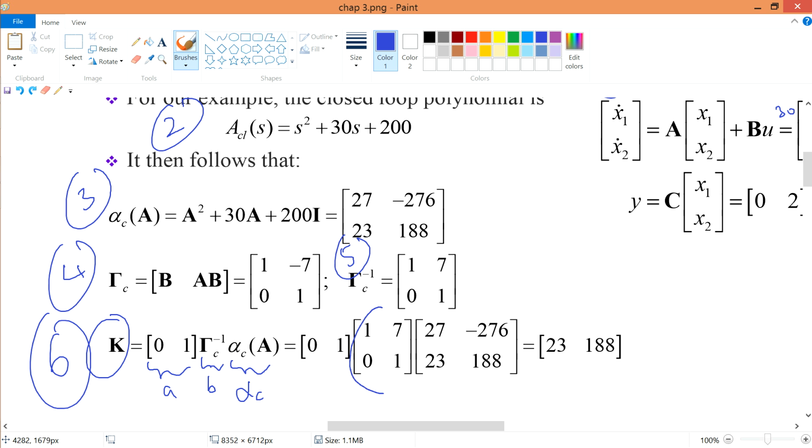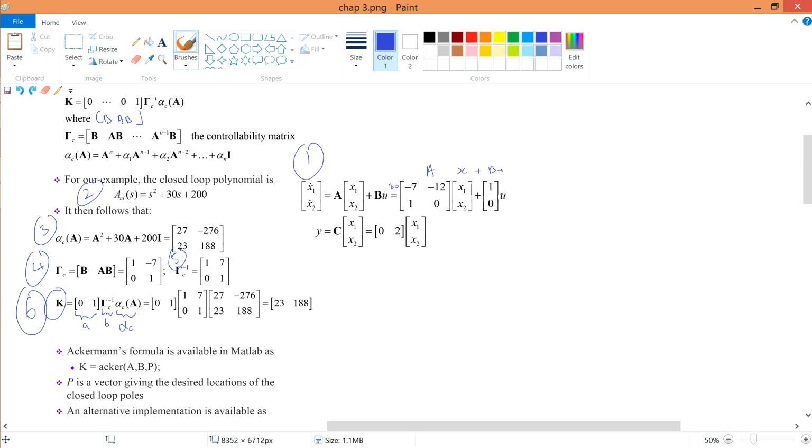While RC inverse we have found, the alpha A, this thing we have found also using your ACL system. If you multiply with this matrix multiplication, you'll get 23, 188. So it's your K. Therefore, just take about 5 seconds to take note of the steps. The first step is to do this, the second step is to do this, the third step is to do this, things like that. Just take a few seconds and look at it.